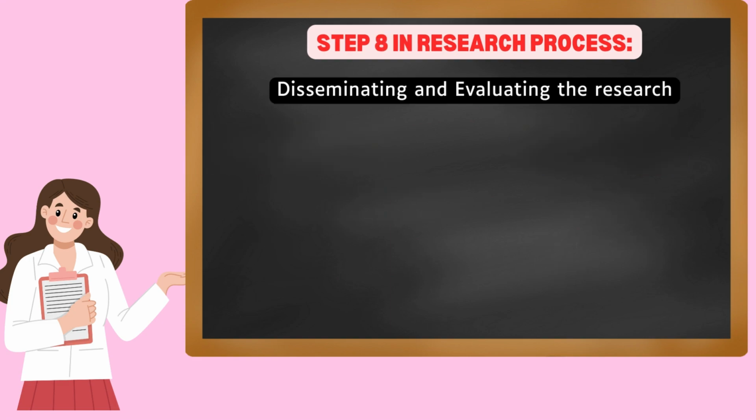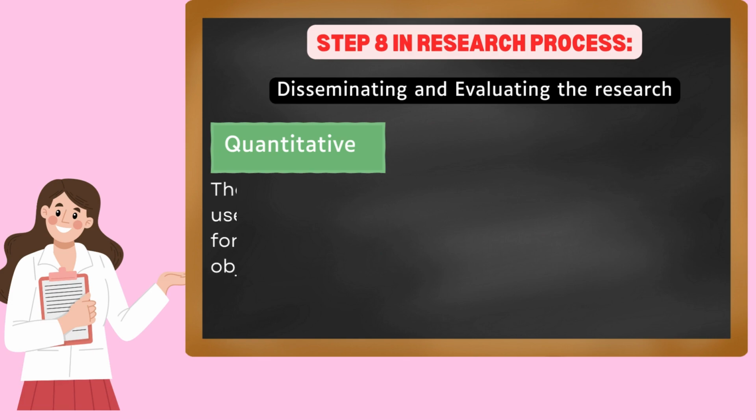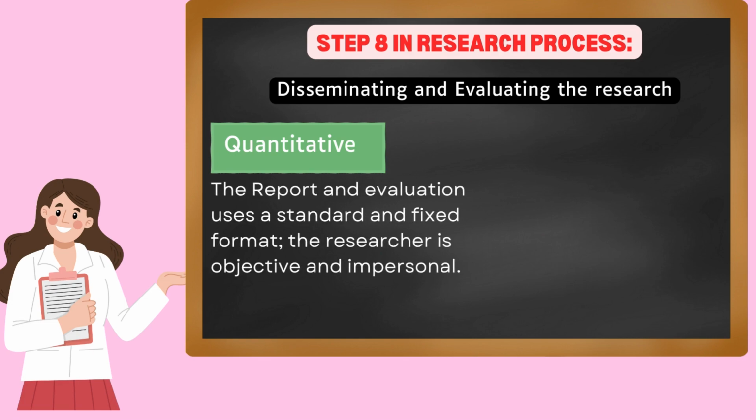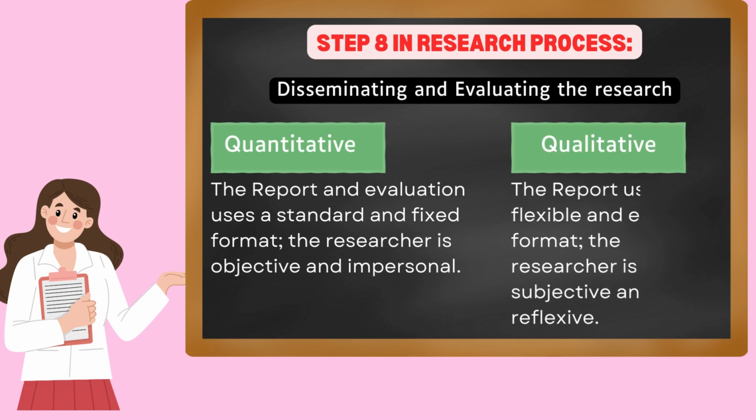Step 8 in research process. Disseminating and evaluating the research. Under quantitative, the report and evaluation use a standard and fixed format. The researcher is objective and impersonal. Under qualitative, the report uses a flexible and emerging format. The researcher is subjective and reflexive.